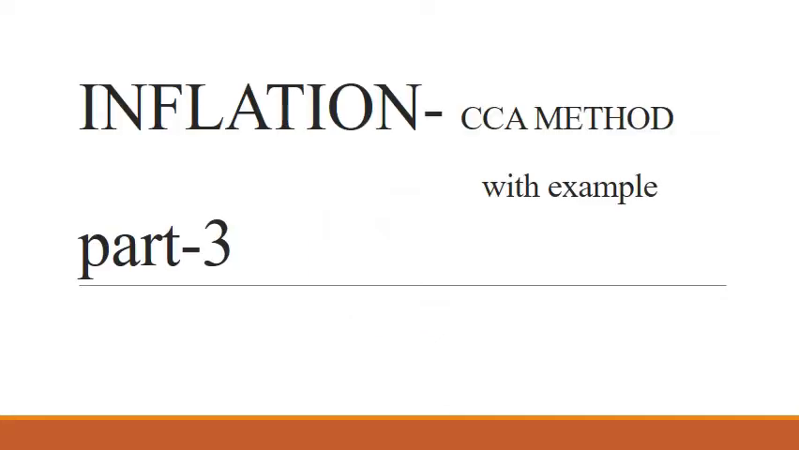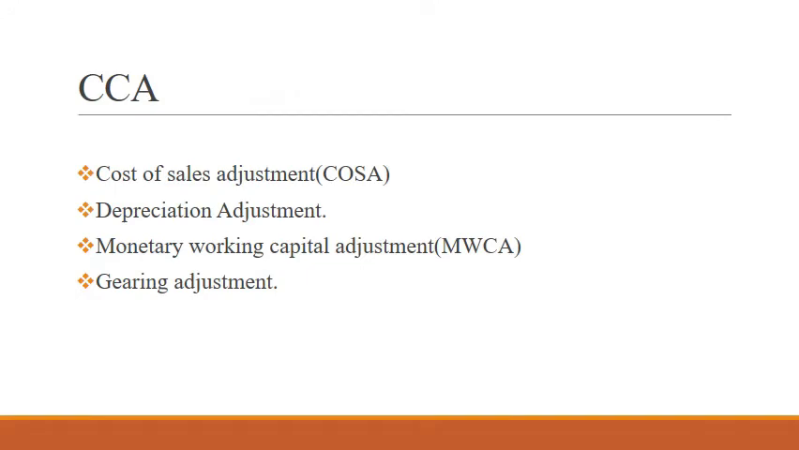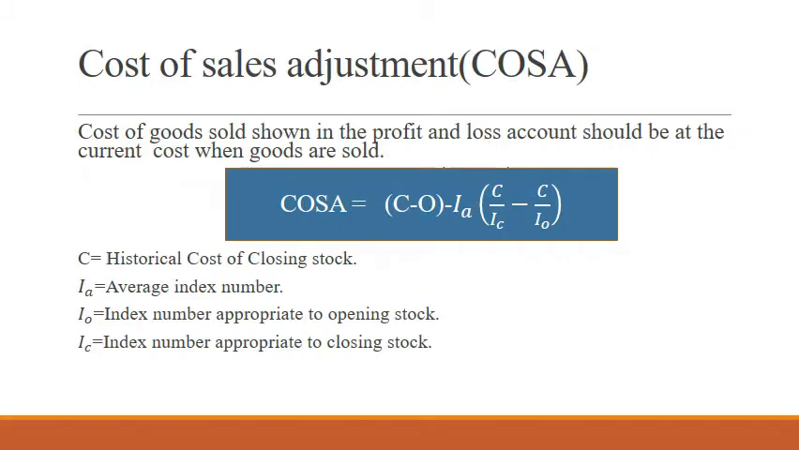Today we are going to discuss inflation part 3, the CCA method with an example. We have discussed the CCA method, the current cost accounting method, in detail in the previous video. Here we will be discussing its adjustments with an example. CCA adjustments include cost of sales adjustment, depreciation adjustment, monetary working capital adjustment, and gearing adjustment.